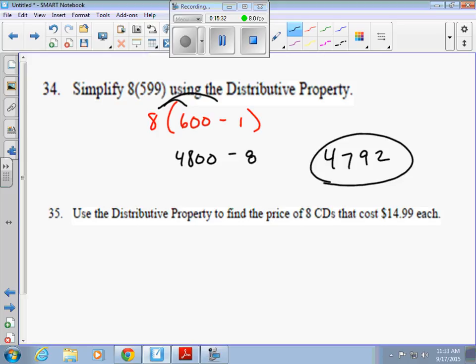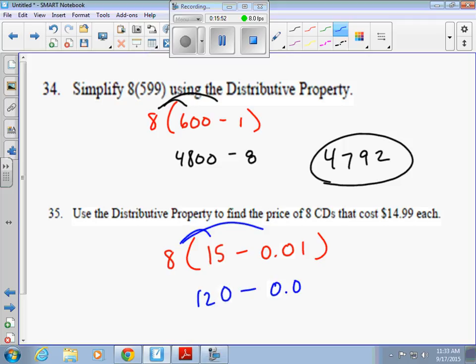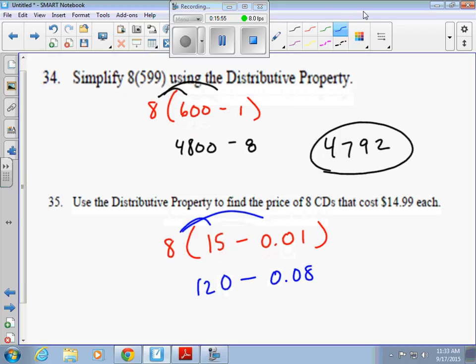Same thing with this one. Distributive property for 8 CDs at $14.99 a piece. 8, almost $15. So times 15 minus 1 cent. 8 times 15, 8 times 5 is 40. 8 times 10 plus 40 is 120. Minus 8 times 1 cent is 8 cents. So $120 minus 8 cents is $119.92.